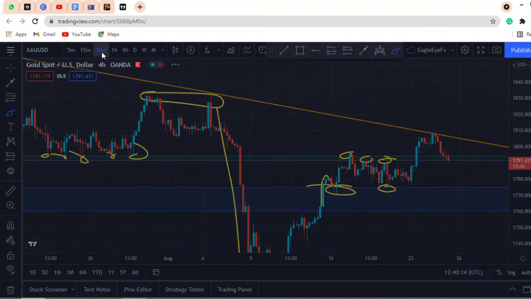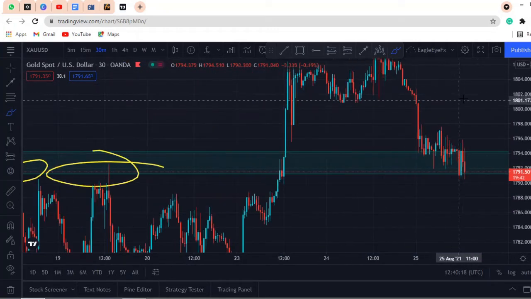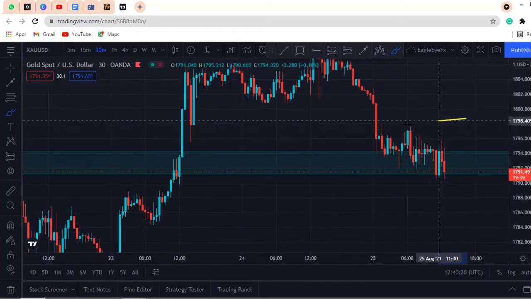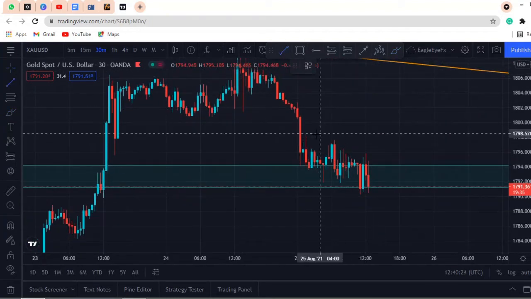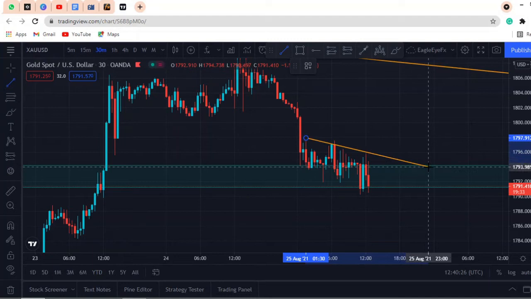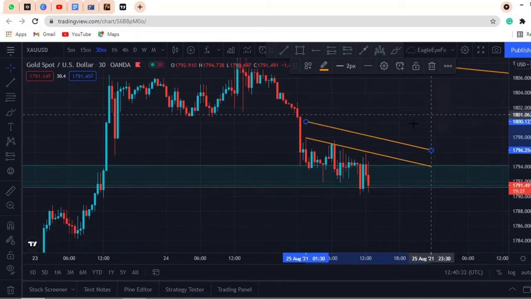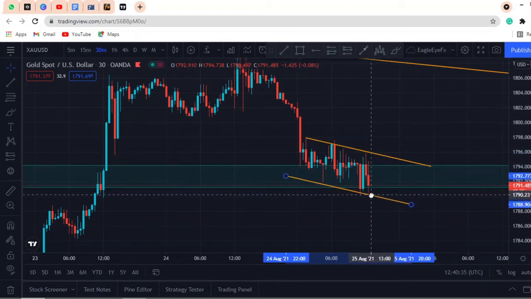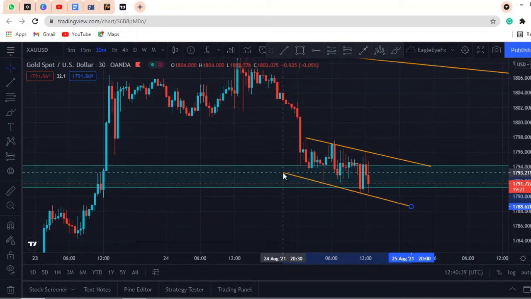So let me go further down to 30 minutes. We can go back to even 30 minutes or even 15 minutes. And what do I see here? Here I can draw this. Okay, and then I'll clone this, then I can draw that like that.